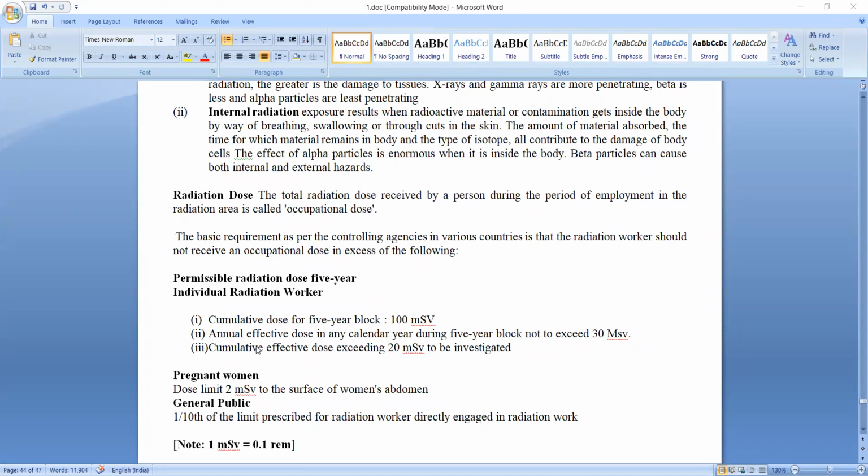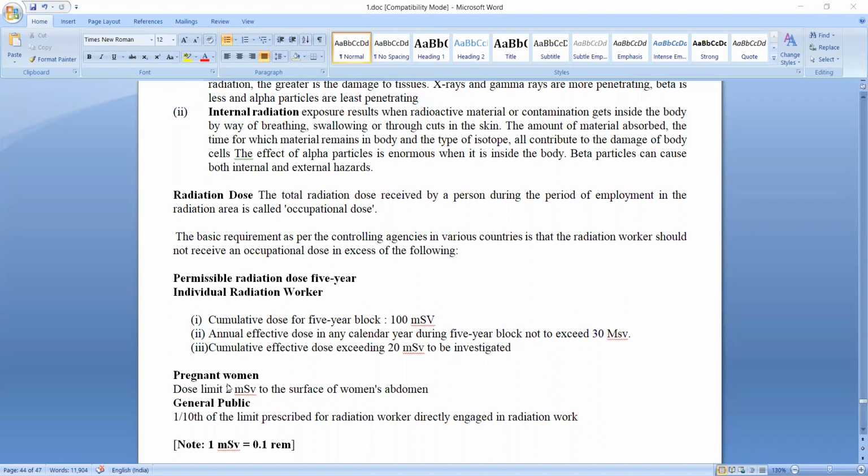Okay, annual effective dose in any calendar year of the 5 year block should not exceed 30. For a year, we should not exceed 30. For 5 years, we should not exceed 100. Okay, suppose cumulative effective dose exceeding 20 mSv, more than 20 is found, you have to investigate what are the reasons for this. We have to take corrective actions to minimize the exposure. Okay, these are the limits for the individual radiation workers.